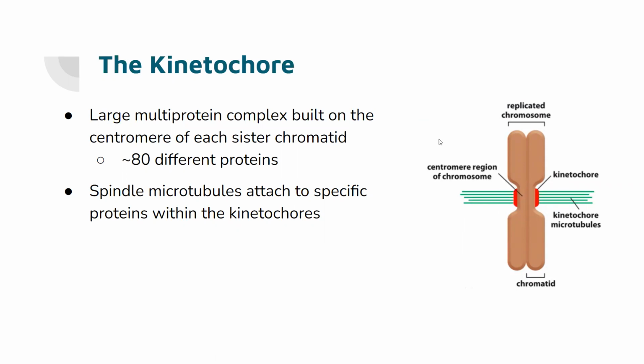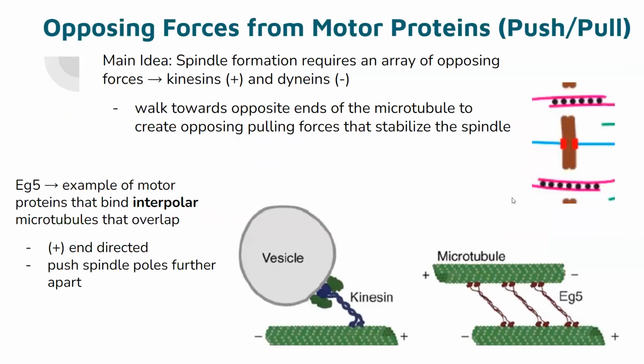And there's a bunch of proteins involved with that, but we'll go over in more detail as well about that and how it's involved with the spindle assembly checkpoint. But part of its job is to attach the spindle microtubules to some of these proteins within the kinetochore itself. So there's a push and pull mechanism that helps drive parts of this.